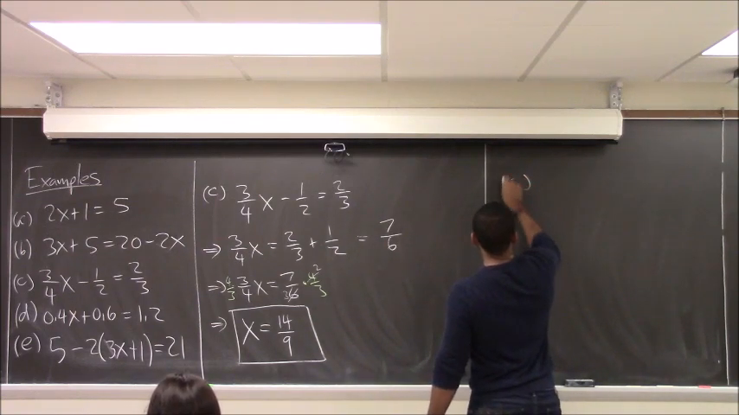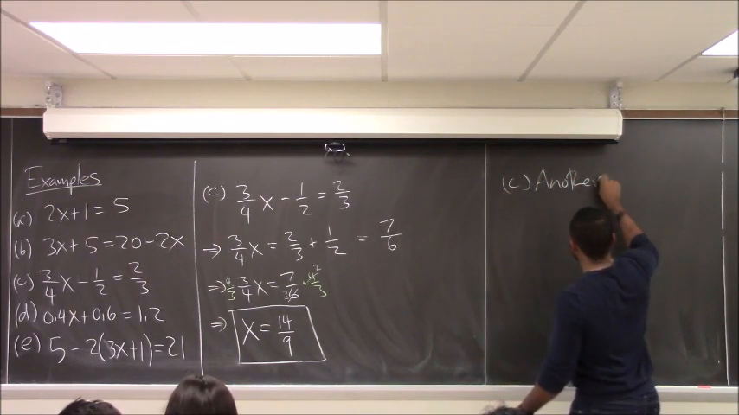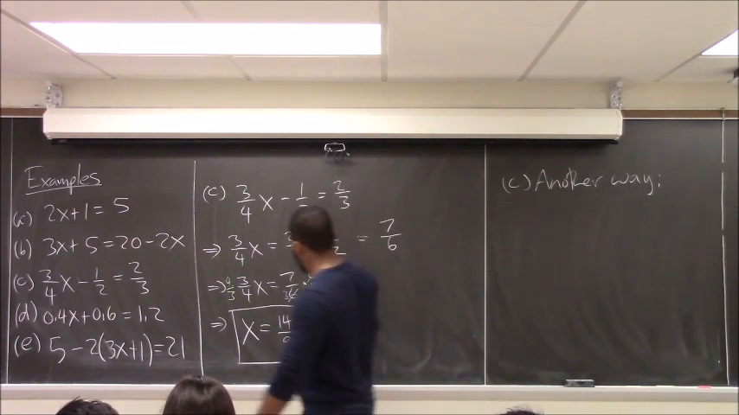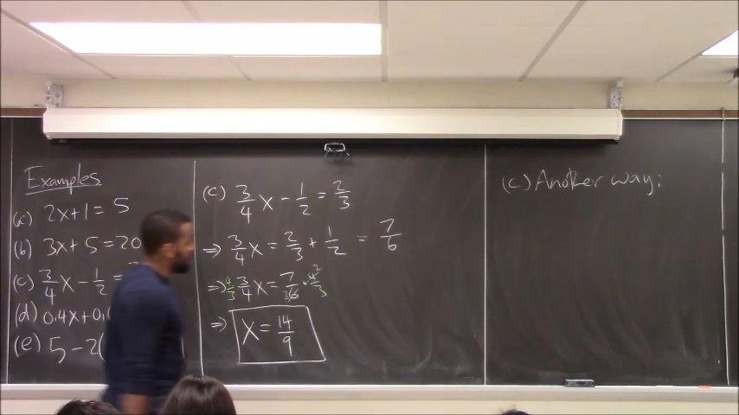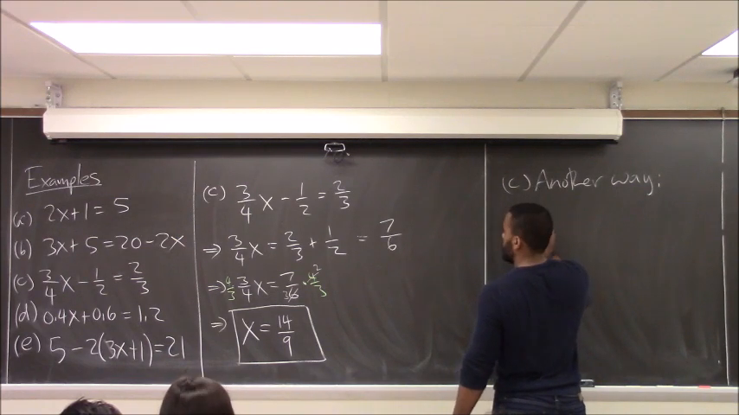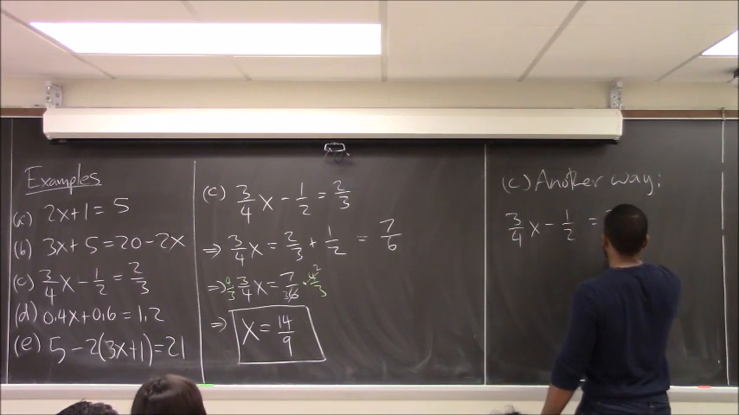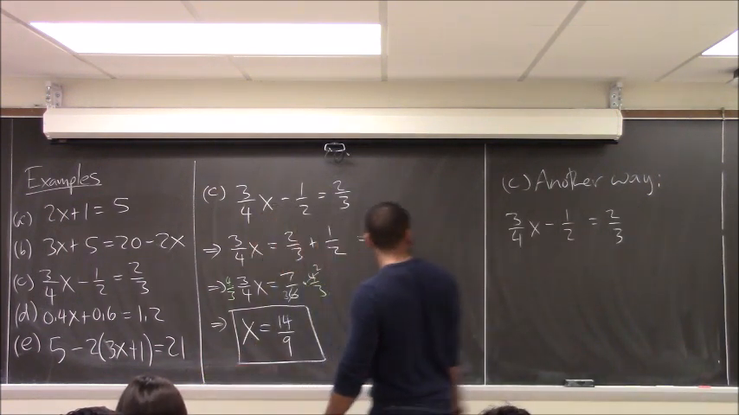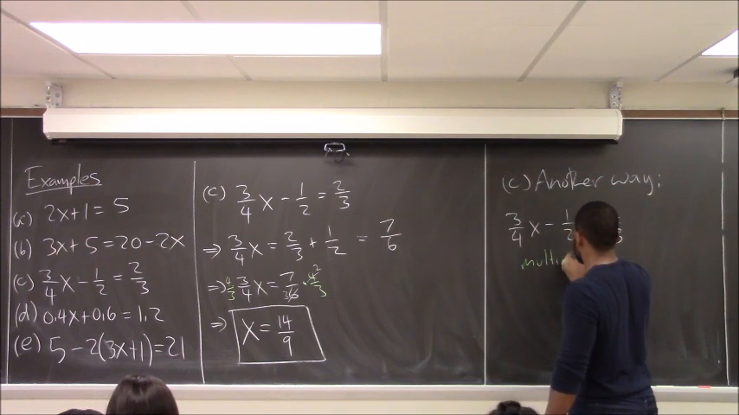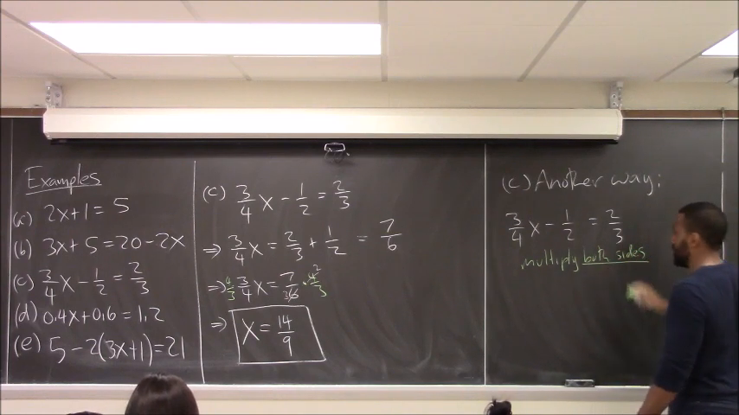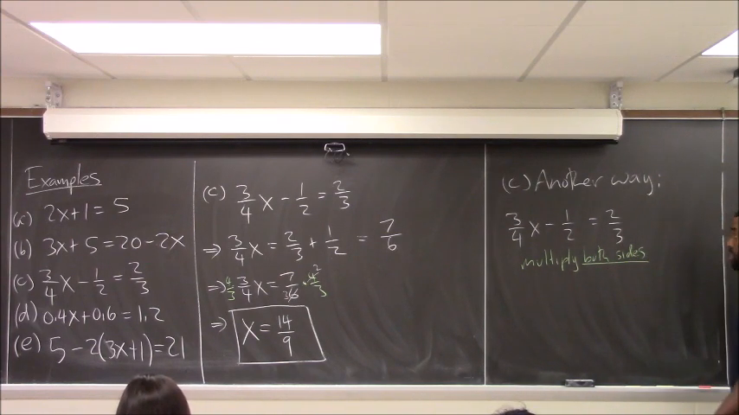I wanted to do another way here, which when we talk about rational expressions, this is going to be very handy. Sometimes, especially if you don't like to work with fractions, you can get rid of them. So one thing you can do is if you have a bunch of fractions in an equation, you can multiply it through. Now remember, without an equation, you multiply and divide by the LCD. With an equation, you multiply both sides by the LCD.